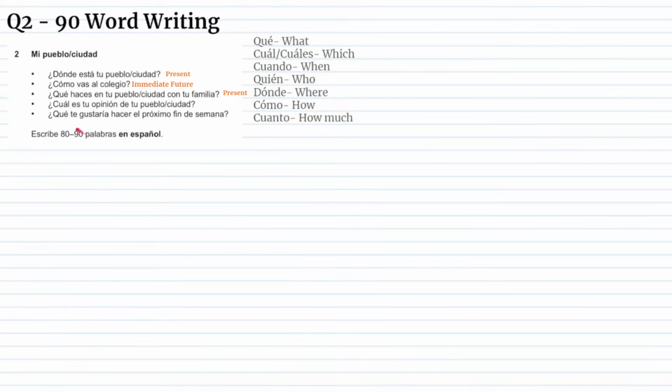And lastly, ¿Qué te gustaría hacer en el próximo fin de semana? This is a conditional tense answer. Gustaría, we can see that right here. So let's write that down. There we go. So I'm going to take my advantages. Let's type it right here. Okay, one of the advantages of the pueblo ciudad will be that we have many neighbors. And then let's make the disadvantage poor weather.